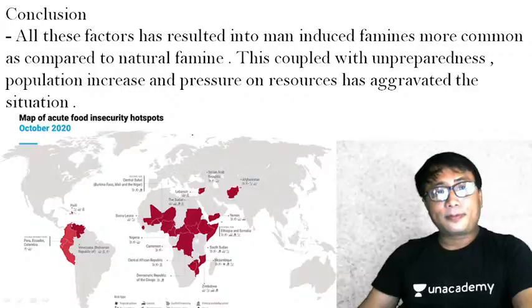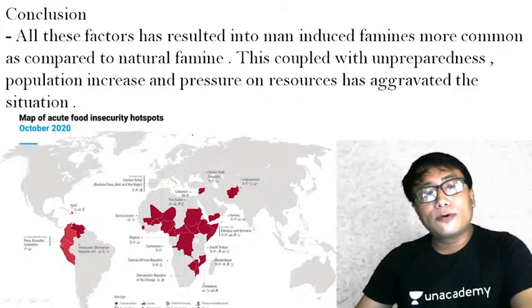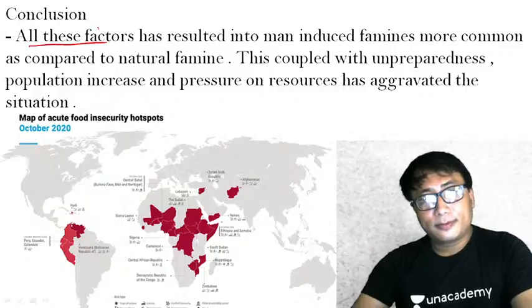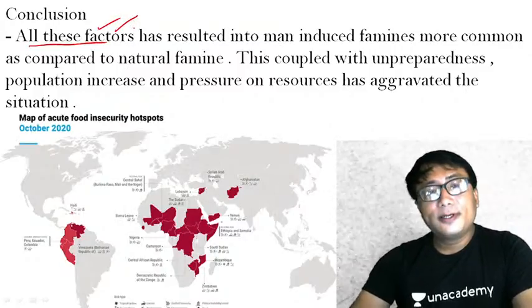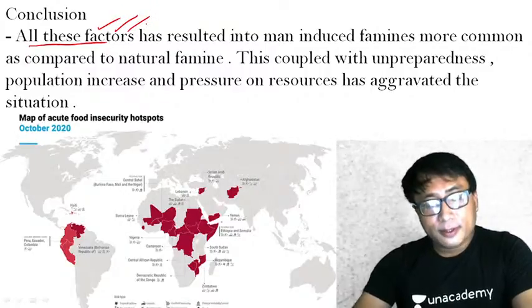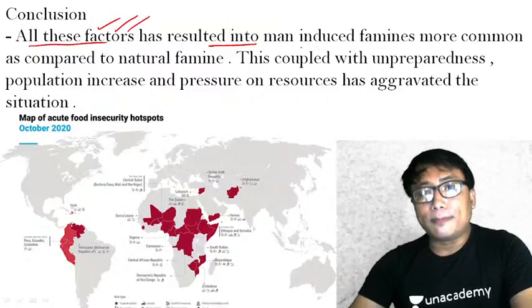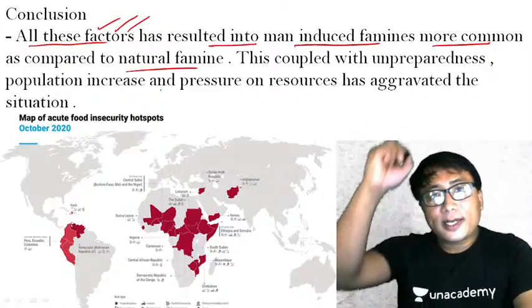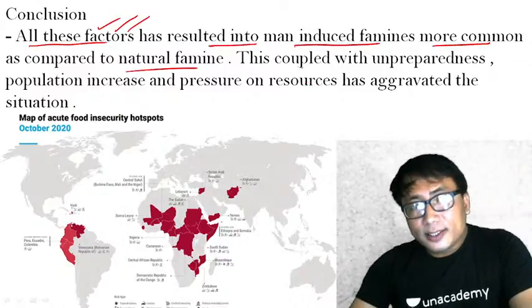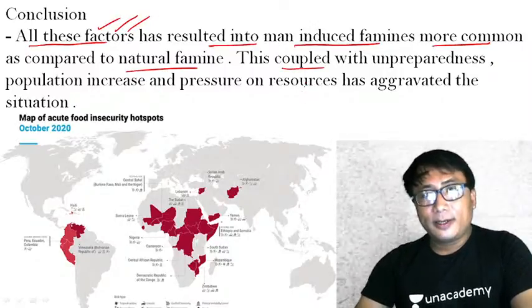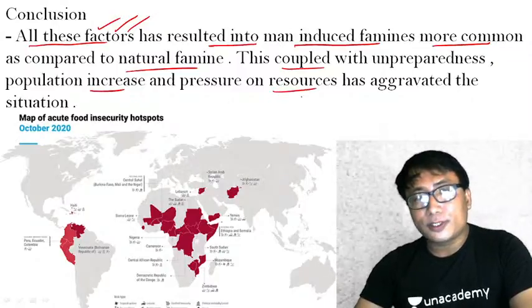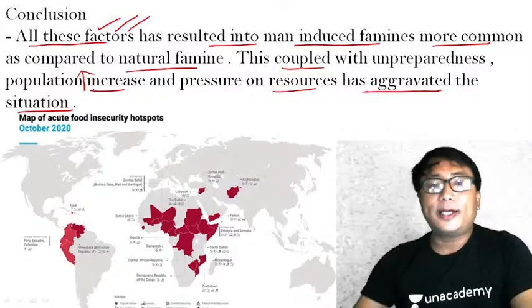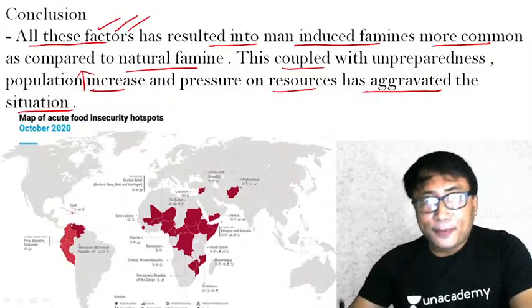The conclusion should flow like this. All the factors that we have discussed so far, that is the climatic factor, the unrest, human displacement, and different wars, have resulted in man-induced famines being more common as compared to natural famine. I am just connecting to the introduction which I have given. This, coupled with unpreparedness, population increase, and pressure on resources, has aggravated the famine-like situation. Why? Because population increase is also a threat to sustenance and puts pressure on resources.